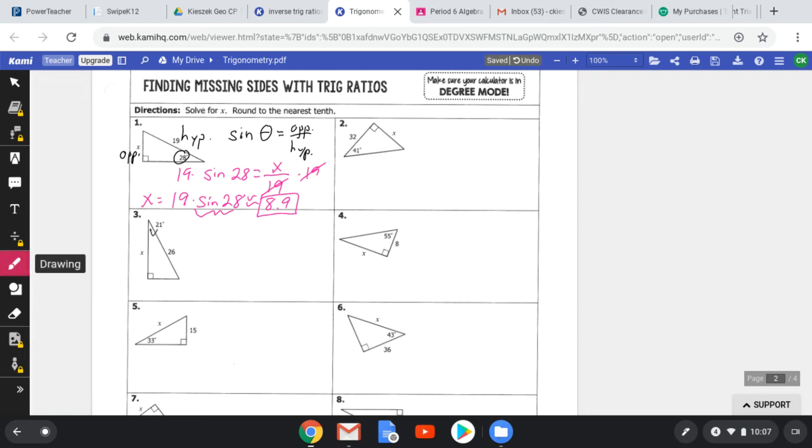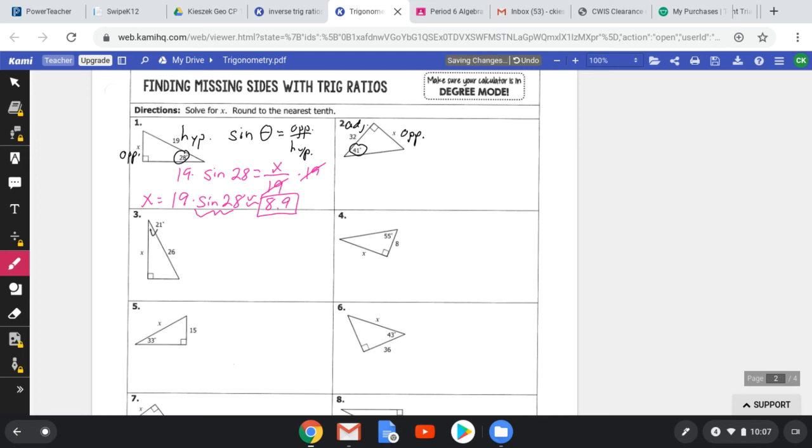So I got the 41 degrees right here. So I would say, what's the relationship with the 32 and 41? And you would say it's adjacent. And then you would say, what's the relationship between the x and the 41? And you would say it's opposite.